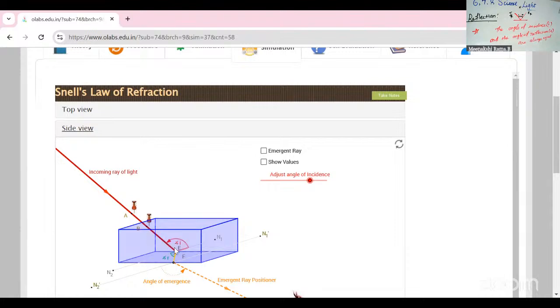How does this happen? Because the light is actually traveling from air to water. Water is the denser medium and air is the rarer medium. So light travels from the rarer medium to the denser medium. In this concept, with the help of Snell's law of refraction, we can know how refraction occurs. Okay, the refraction concept is identified and understood with the help of the simulation.